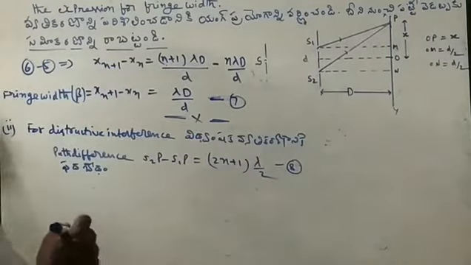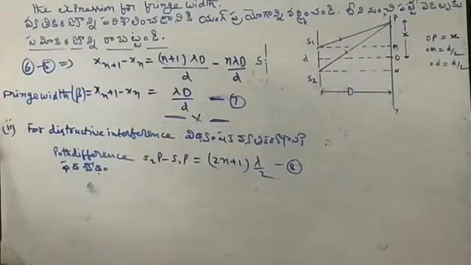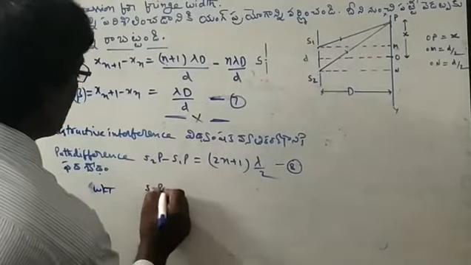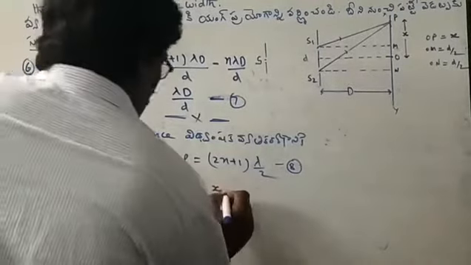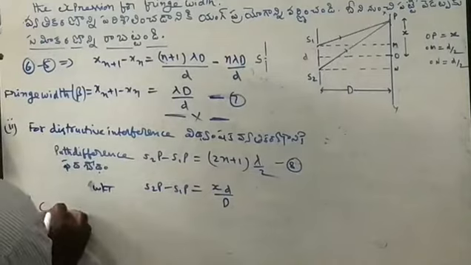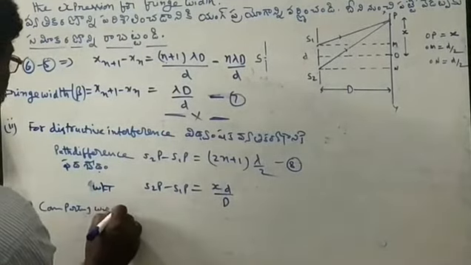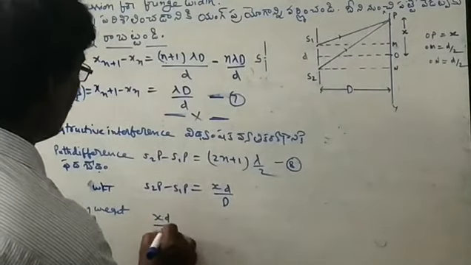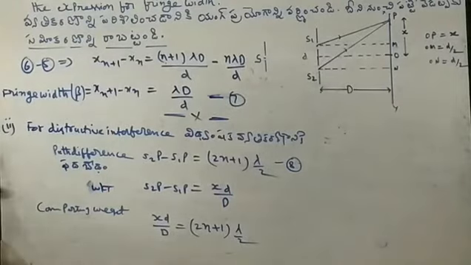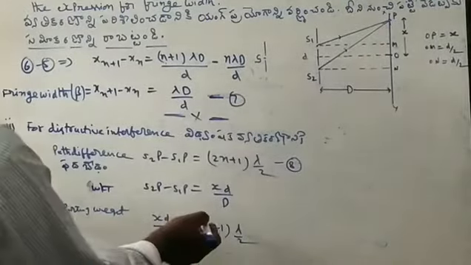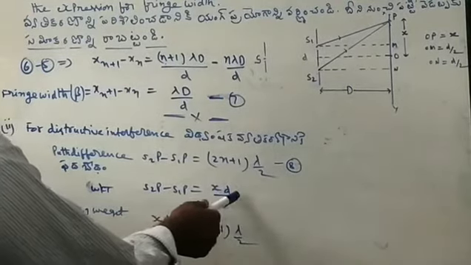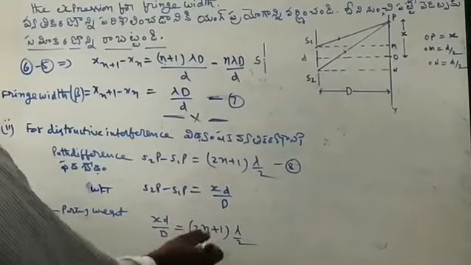Comparing, we get, already S2p minus S1p is equal to xd by capital D. Comparing the above equation, we know that S2p minus S1p is equal to x into small d by capital D. Comparing, we get x into small d by capital D is equal to 2n plus 1 into lambda by 2. If P is dark, path difference is equal to 2n plus 1 into lambda by 2.